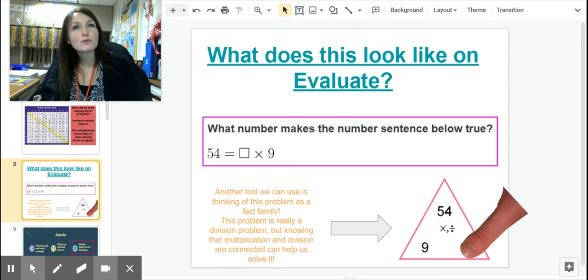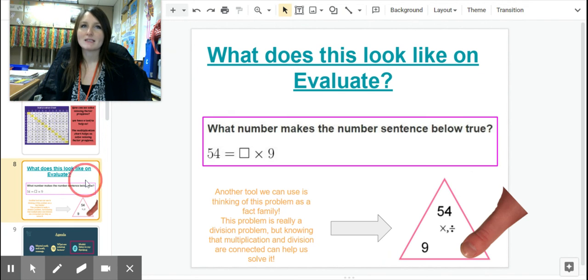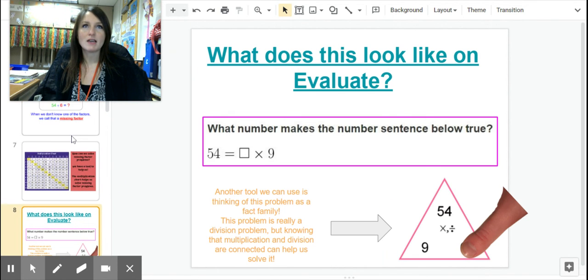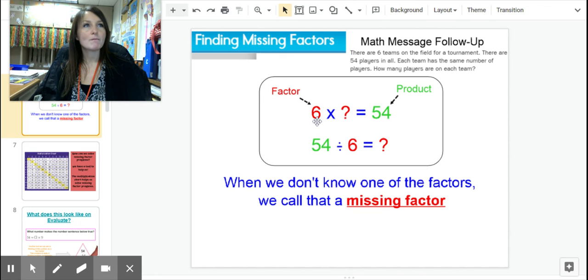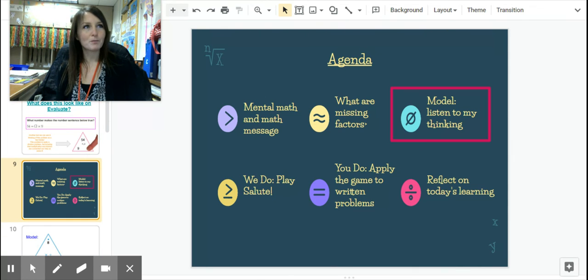And if you knew your multiplication facts, like we did here, you find the 9, you scroll down and look right there, there's 54, and it was 6, okay? So that's the same thing as our math message. Just instead of knowing the 6, we knew the 9 this time. Okay, so these are 2 really good strategies you can use to help you. I'm going to go ahead and stop right here, and then I'm going to show you how I would solve some of these problems in my model.